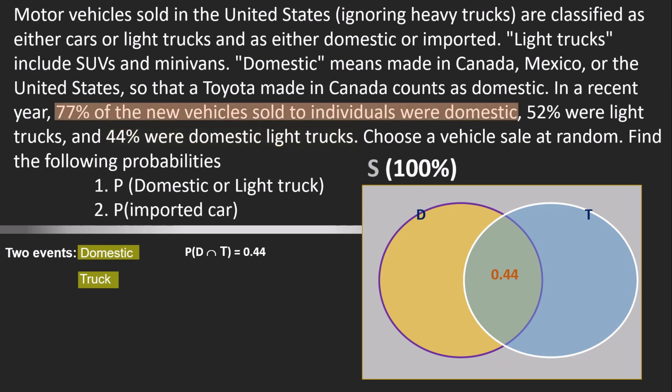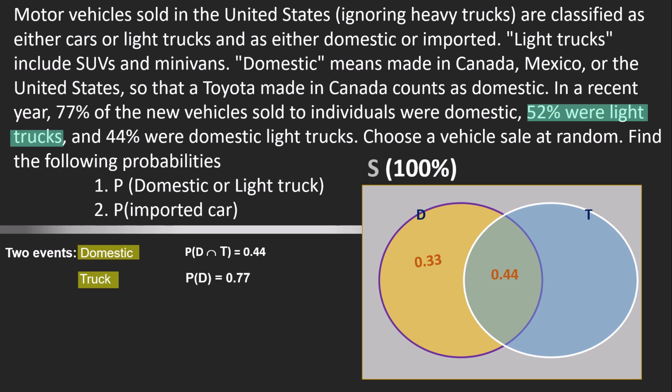77% of the new vehicles sold to individuals were domestic. That is the probability of D. Now go back to the Venn diagram and the circle D. In the circle D, we should have 0.77. 0.44 is in D already. Therefore, we need to find the yellow region probability. How do we find it? 0.77 minus 0.44, which is 0.33, is only the D part.